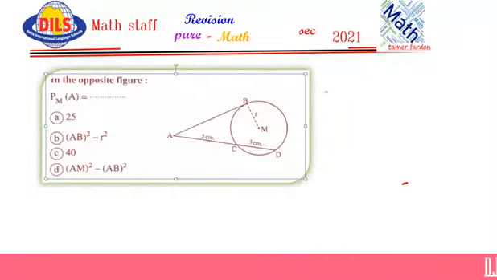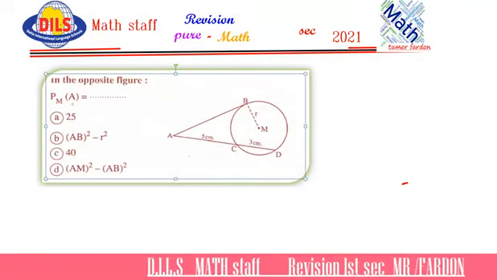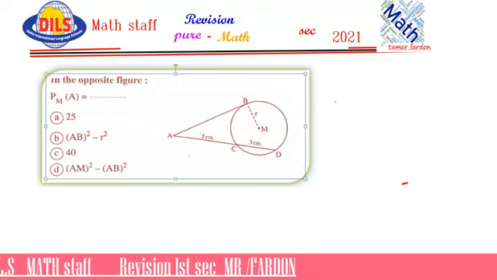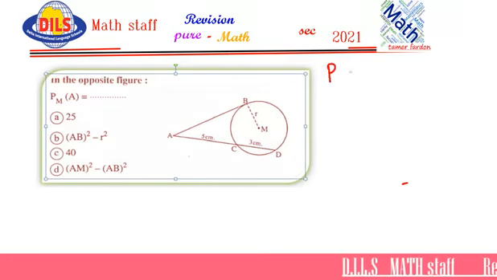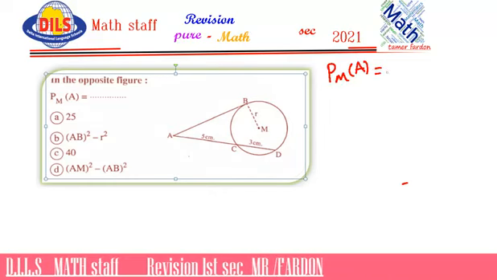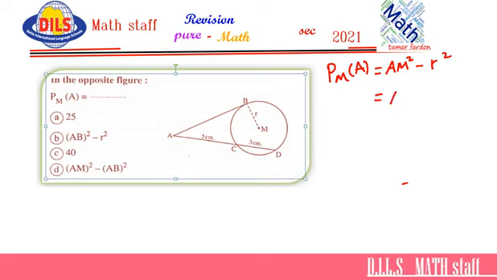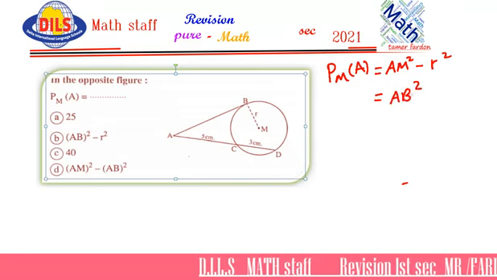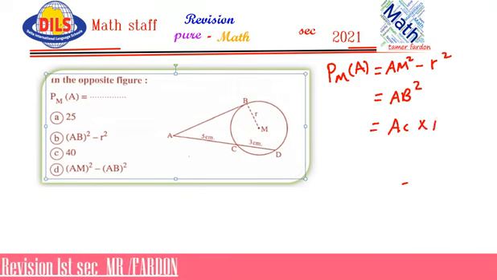The next, in the opposite figure, power of the point A with respect to M. To find the power of A with respect to M, we know that power of A with respect to M equals AM power 2 minus R power 2, also equals AB power 2, also equals AC times AD.